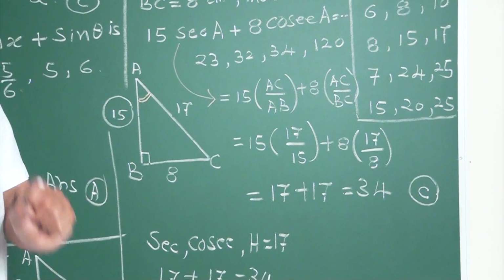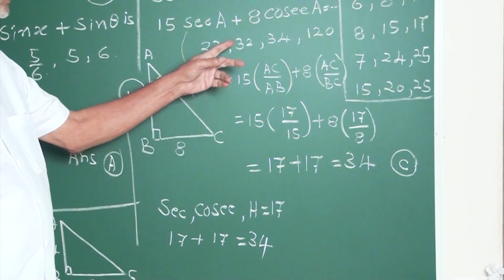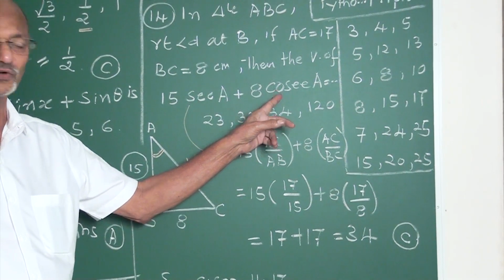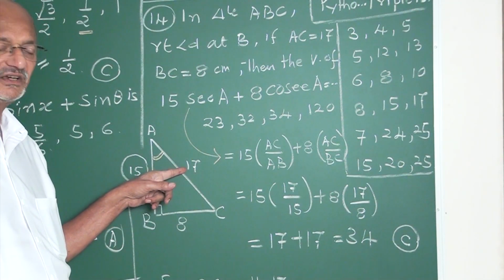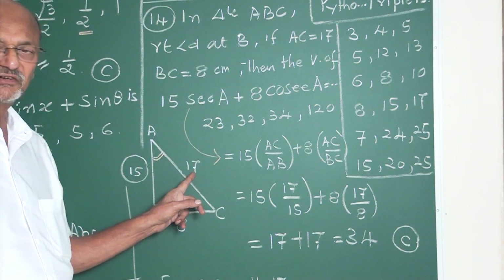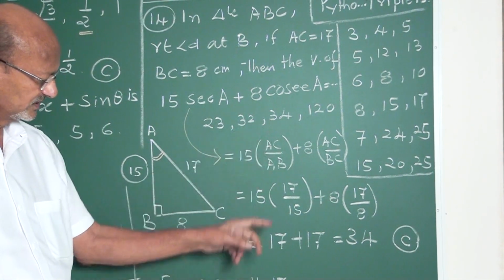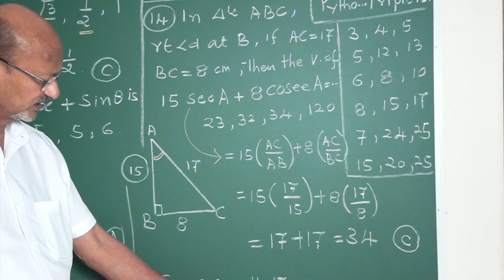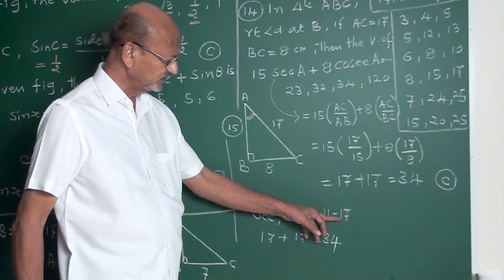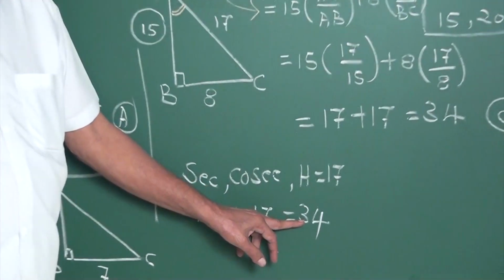If the friend is very intelligent, his brain is so sharp. In both the cases, sec and cosec, what is the numerator? The numerator is the hypotenuse, which is 17. Cosec 17, sec 17. 17 plus 17 is 34. See, look at the option, 34 is there, my friend. Here also you get the same; I have written in brief. Sec and cosec contain the hypotenuse, which is 17. Therefore, sec plus cosec, 17 plus 17 is 34.